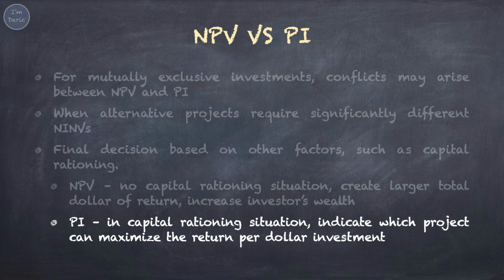However, when capital is constrained, PI becomes more important. PI tells you which project can generate the most return per dollar invested. In capital rationing situations, where a company must make the most efficient use of its limited funds, projects with the highest PI are typically prioritized, as they offer the best return on investment.